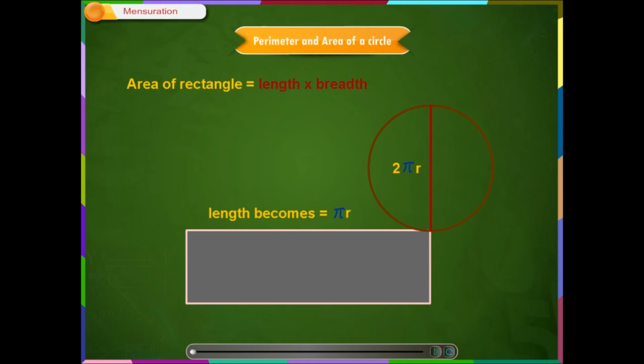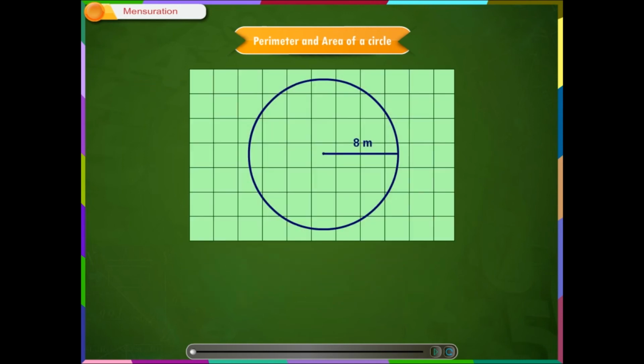Now, the area of the rectangle is equal to length multiplied by breadth. Therefore, pi r into r is pi r squared. Thus we get the formula for finding the area of a circle as pi r squared. In the figure given on the screen, the radius of the circle is 8 meters. Therefore, the area of the circle is pi into 8 squared, which is equal to 3.14 into 8 into 8, which is equal to 200.96 square meters.